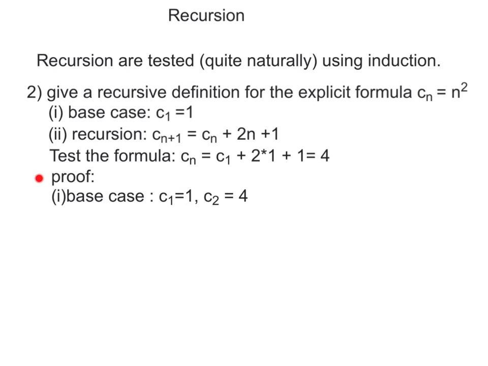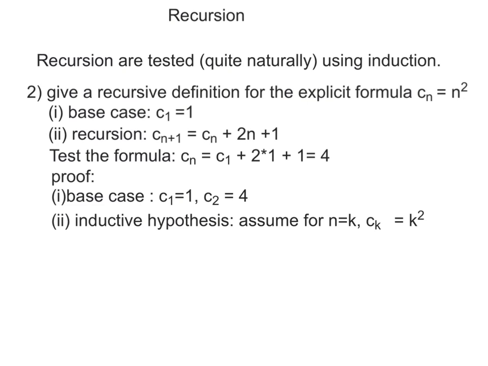Now to actually prove the formula, again I start with the base case, so you can actually just start with c1 equals 1. Some people feel more comfortable doing another base case, and that's fine. So C2, you can plug in C2, and that's equal to 4. So far, so good. We continue with our inductive hypothesis where we assume for n equals k. In other words, we assume c sub k is equal to k squared. Now we need to show for n equals k plus 1.